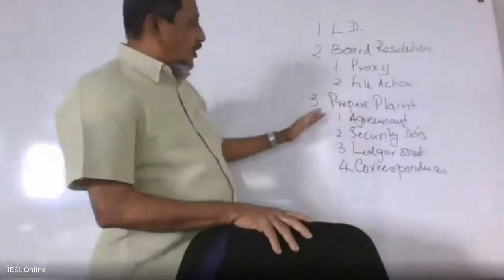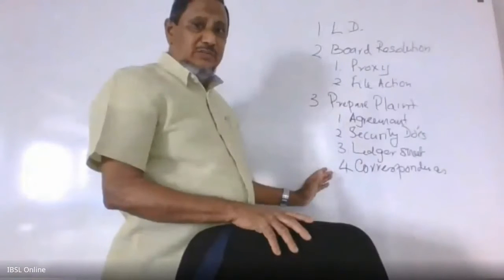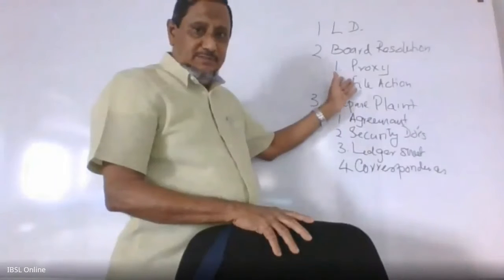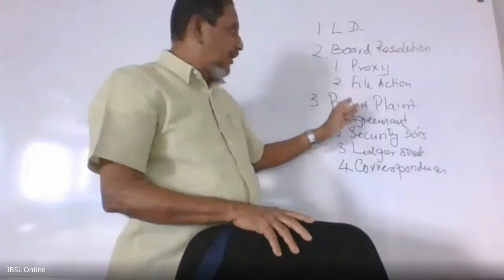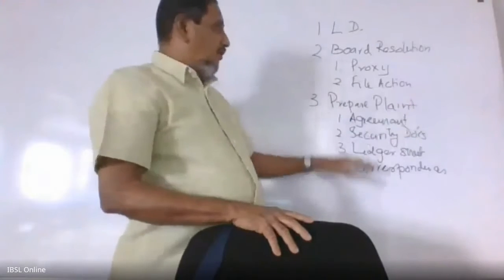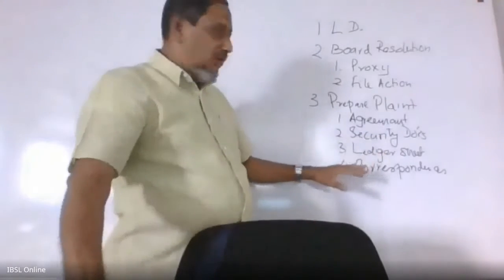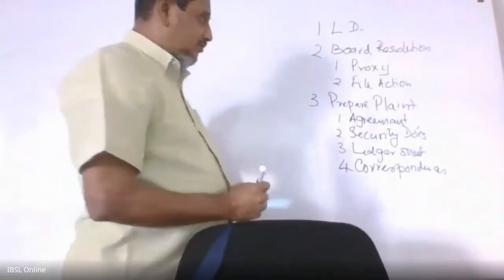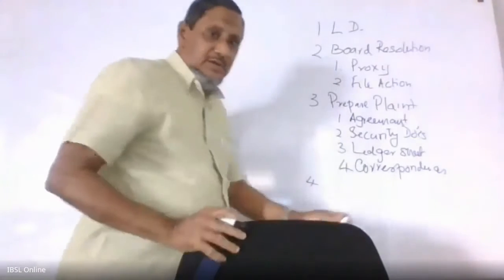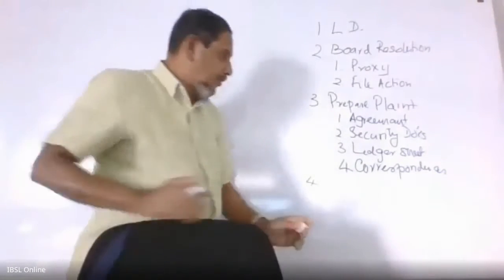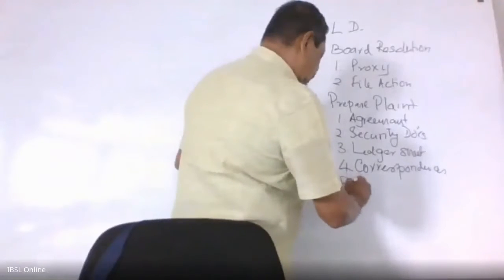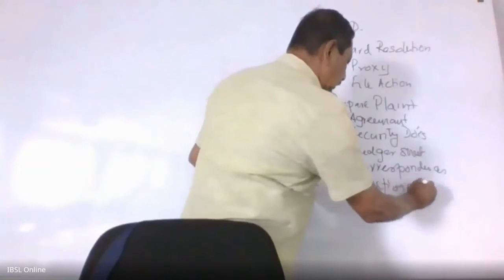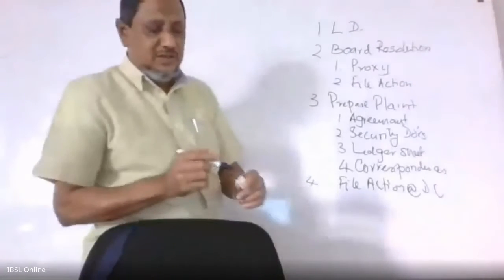When you set up these documents, a set of 4 documents with their copies, you send them to the lawyer to prepare the proxy and the plaint. Once these documents are sent to the lawyer, he prepares the plaint and sends it back to the branch to file action. The fourth step is to file action at the district courts.